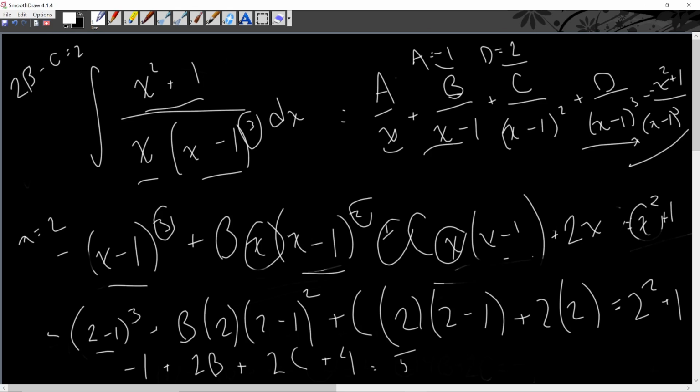Now we simply solve, well, not solve for anything, we just need to get our numbers on one side and our other stuff on the other side. So we have 2b plus 2c is going to equal 5 minus 4.